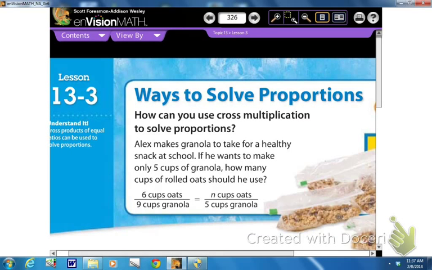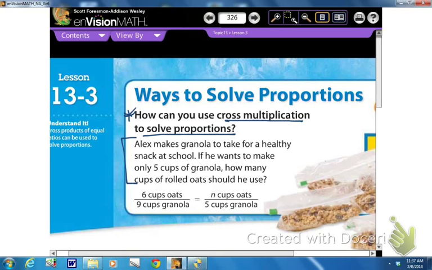All right, today we are looking at 13-3, another way to solve proportions. On page 326, this time we want to find out how can you use cross multiplication to solve proportions. I've talked about this briefly off and on as we've talked about rates and proportions here, so this is just another example.